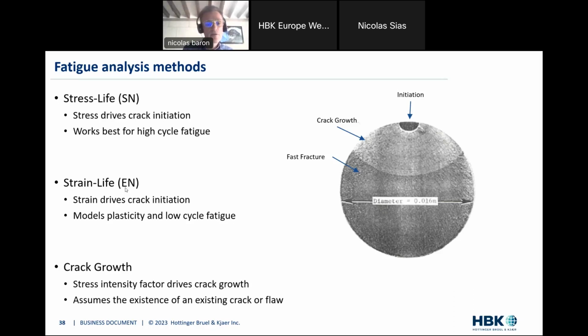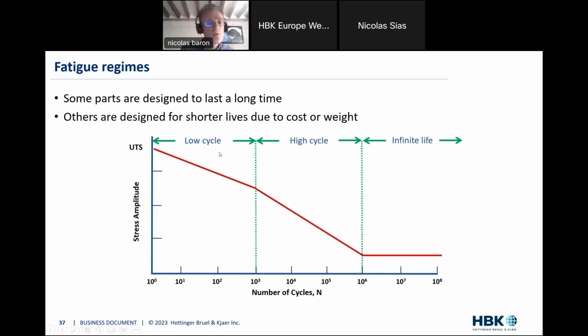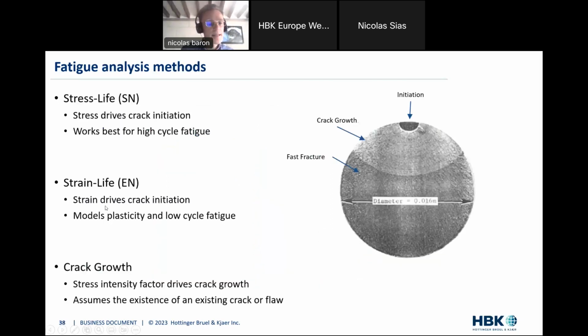The big advantage of strain life over stress life is that it accounts for plasticity. It works at low cycle fatigue, and if we come back on this one here, this is where the EN method, so strain life, works very well. On the contrary, SN will not work fine in this area, and the reason is outlined here: strain life models plasticity, and that's a big differentiator with stress life, which does not. So that's one of the main fundamental differences between stress life and strain life. We'll come back on that later.